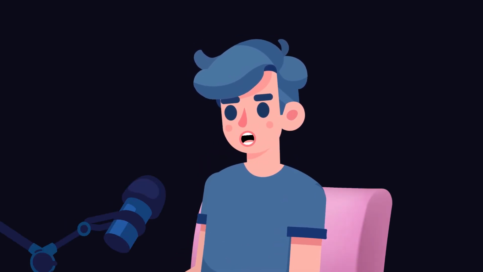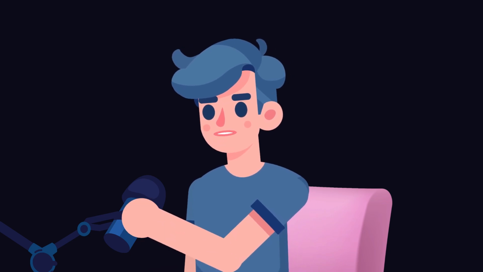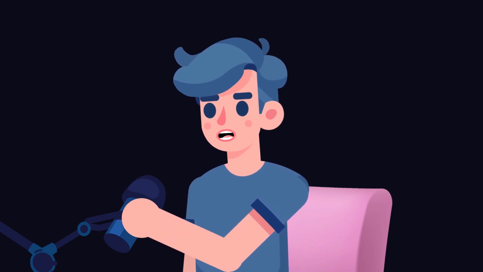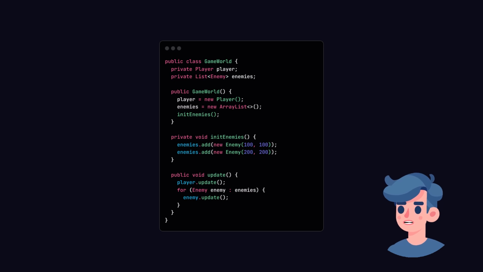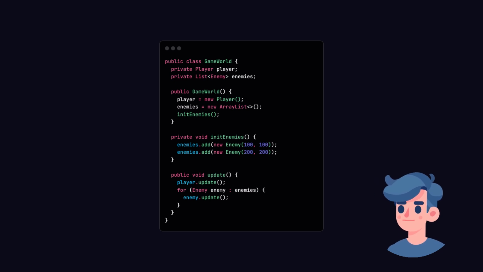Create a new Java project in your favorite IDE, and make sure to include a game library such as libgdx or JavaFX to handle our graphics. Let's create the basic classes we'll need for our game. These include classes for our player, enemy, and game world. Start by creating a new Java class named GameWorld. This class will manage the game loop and all game entities.